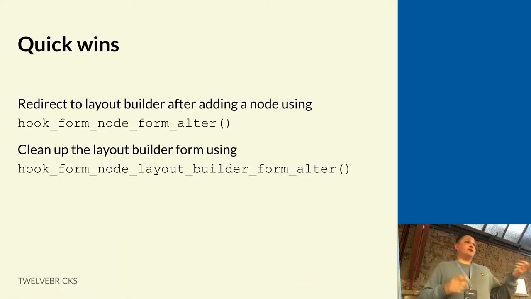Then another quick win you can do is when users add new content. So you fill in your title and your meta description, you just redirect them directly to the edit page or the layout page where they can create the actual content of the page in Layout Builder. And the Layout Builder page contains a Layout Builder form, which I think is looking kind of bulky. It has some buttons and checkboxes I don't think editors really need. So I would suggest you implement the hook_form_node_layout_builder_form_alter to clean that up a bit.